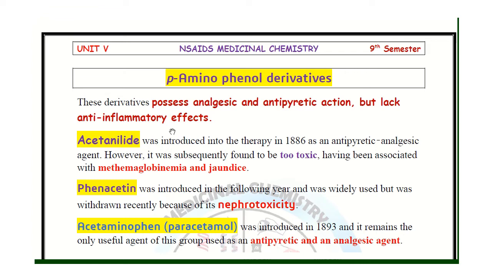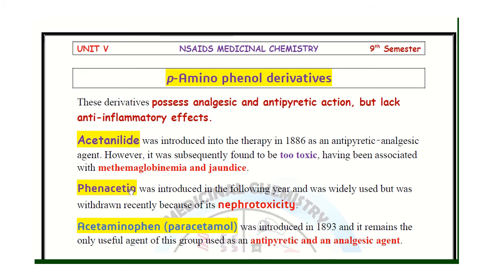Let's discuss acetanilide. This was introduced in therapy in 1886 as an antipyretic and analgesic agent. It has a role in fever as an antipyretic, and analgesic means pain relieving. But later on it was found to be highly toxic: severe toxicity, that is methemoglobinemia and jaundice, resulted from the use of acetanilide.